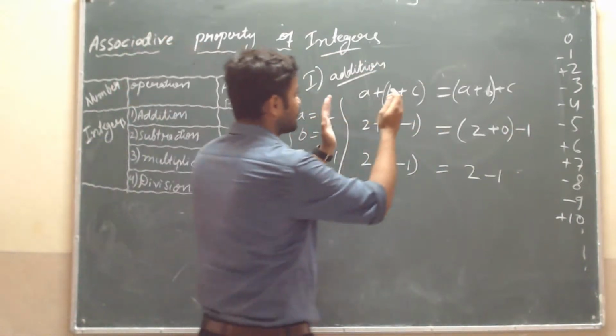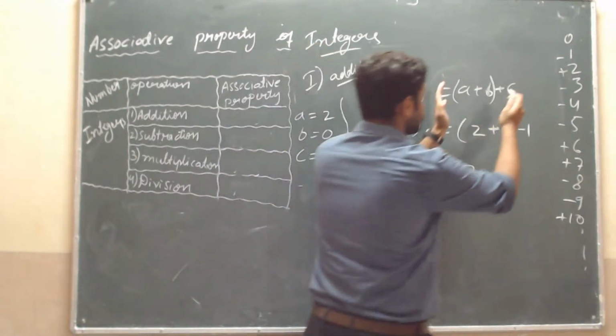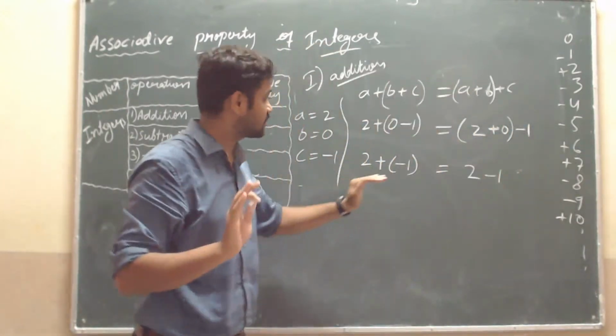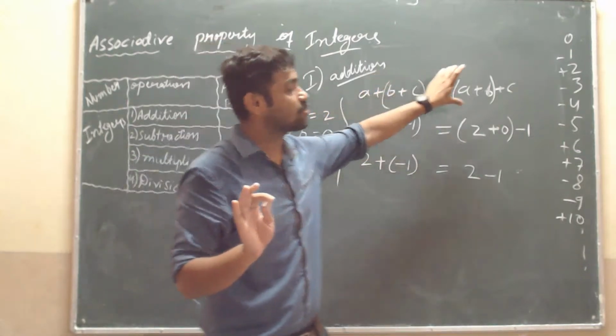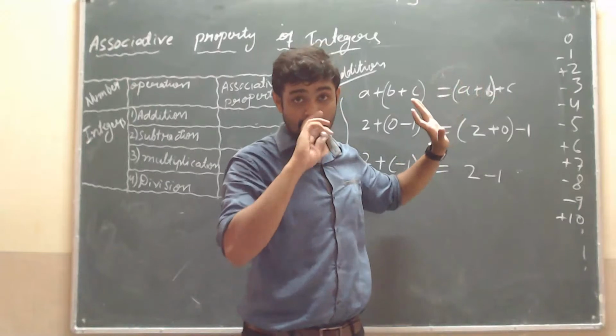That is different. LHS side separate here, then RHS side separate. Don't worry, keep writing equal here. We just have to prove that LHS is equal to RHS. Simple. We have to prove.